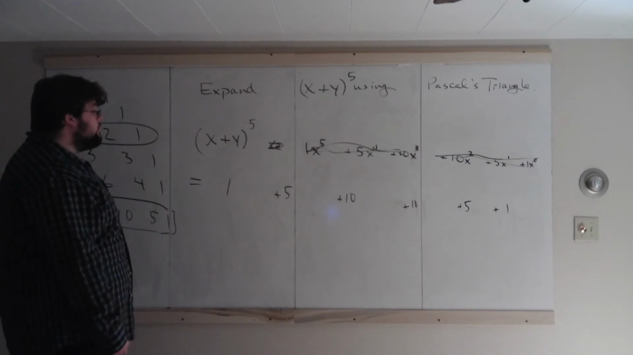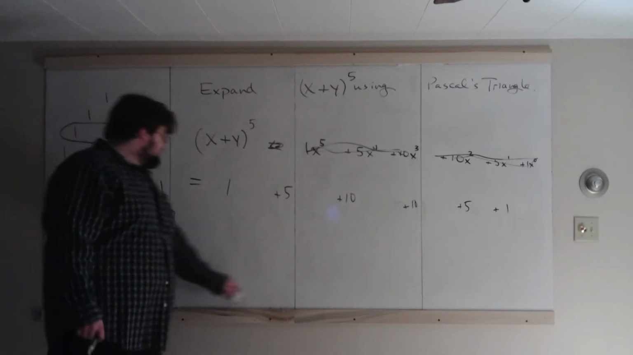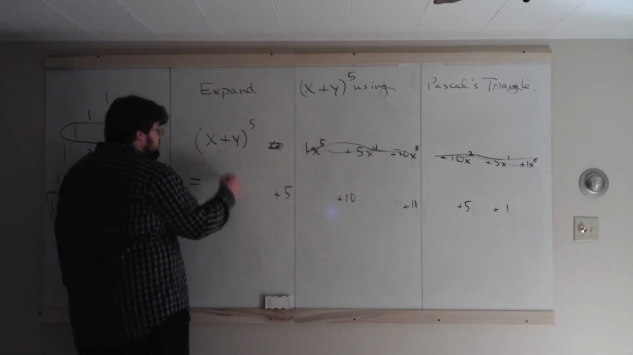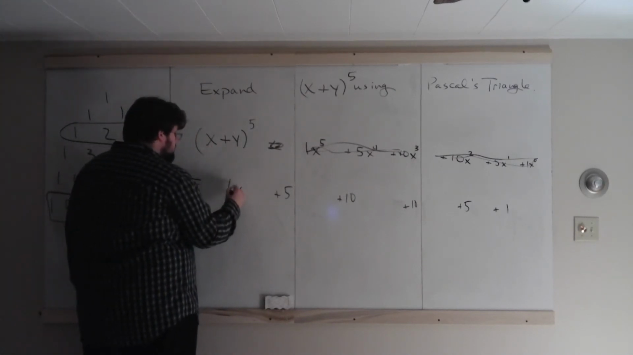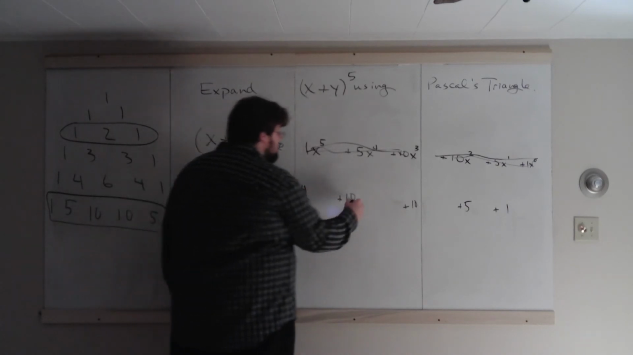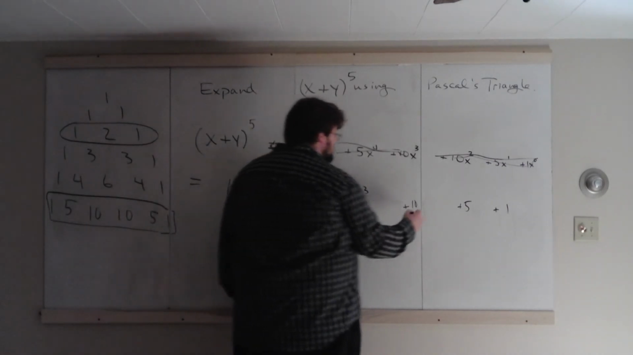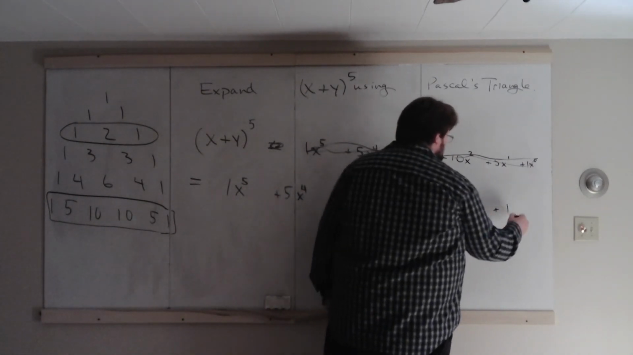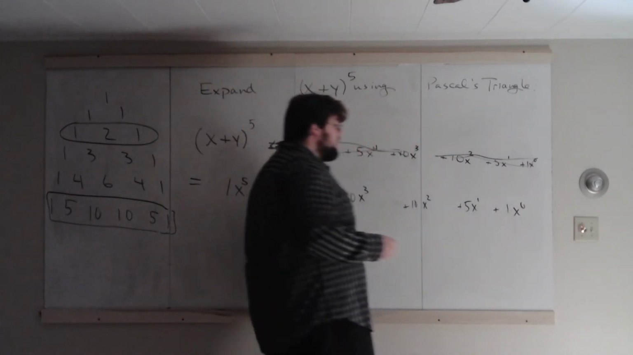So we put our coefficients. Now we need 5 total letters on each of those numbers. So we'll start with x. That's the first variable there. We put 5 x's there. We put 4 x's there. We put 3 x's there. We put 2 x's there. We put 1 x there. And we put 0 x's there.